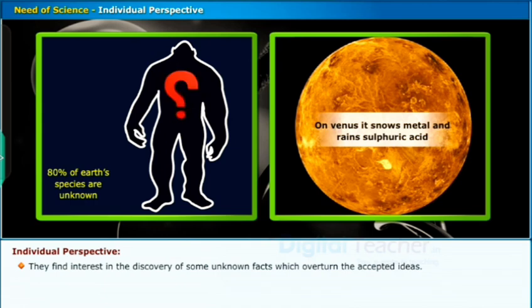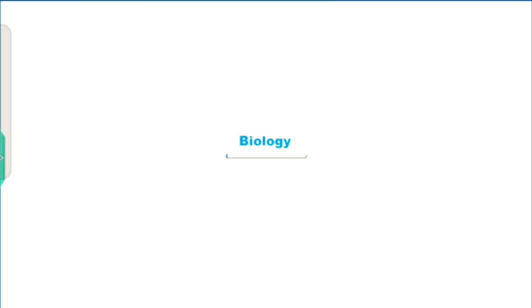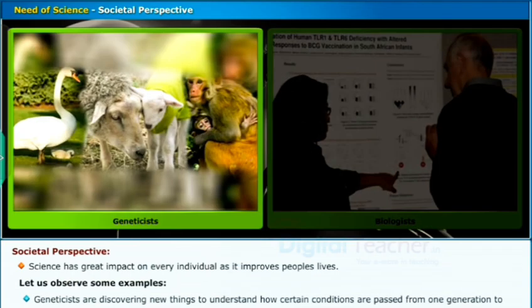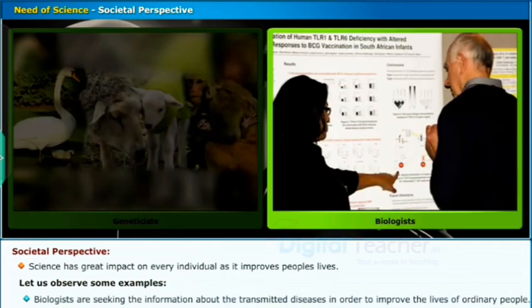Now, let us look into societal perspective. Science has great impact on every individual as it improves people's lives. Let us observe some examples. Geneticists are discovering new things to understand how certain conditions are passed from one generation to another generation. Biologists are seeking the information about the transmitted diseases in order to improve the lives of ordinary people.